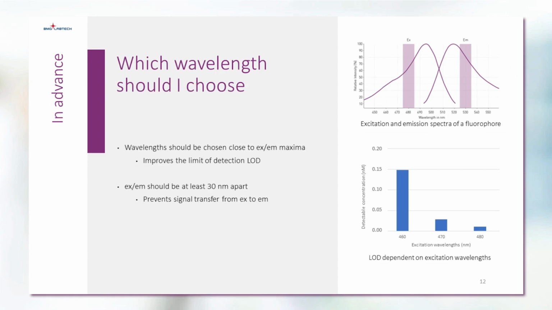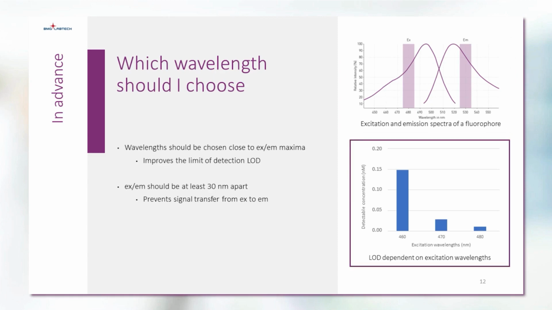In the graph below, we plotted the detectable fluorophore concentration versus the used excitation wavelength. As you can see, choosing an excitation wavelength near the excitation peak at 480 nanometers achieved the lowest detectable concentration. Moving away from the peak resulted in a loss in sensitivity and higher detectable concentrations.